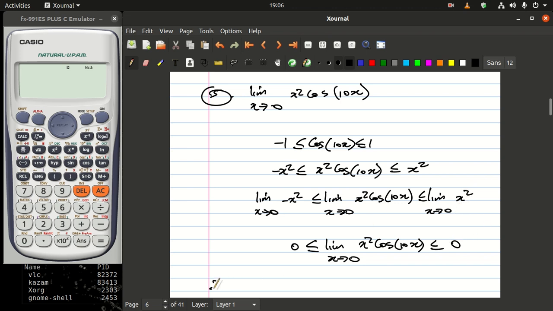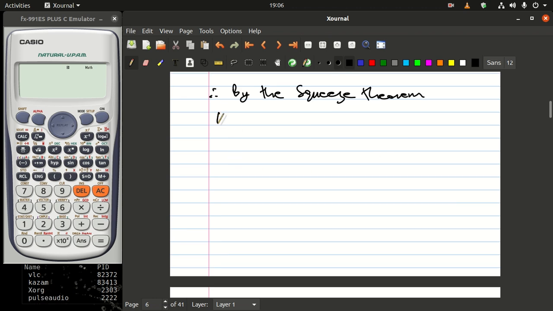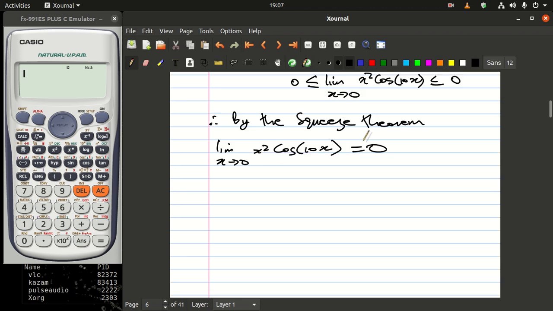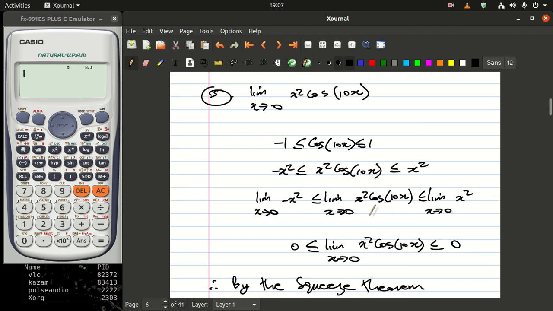So you can just say here, therefore, by the squeeze theorem, the limit of what is in the middle here, which is x squared times cosine of 10x, must actually also be equal to 0. So in this particular case, you can see that the squeeze theorem is very nice and easy to evaluate. So that's what we're doing in number 5.